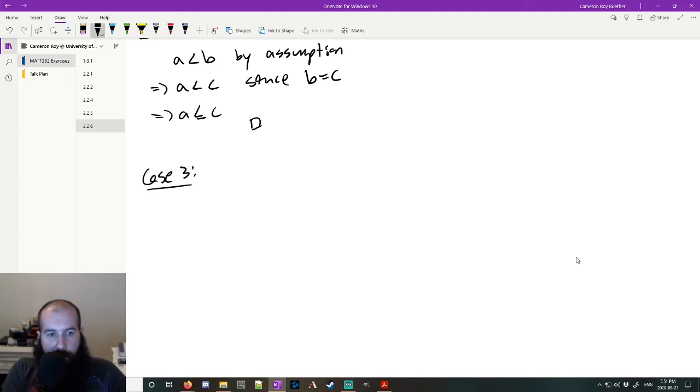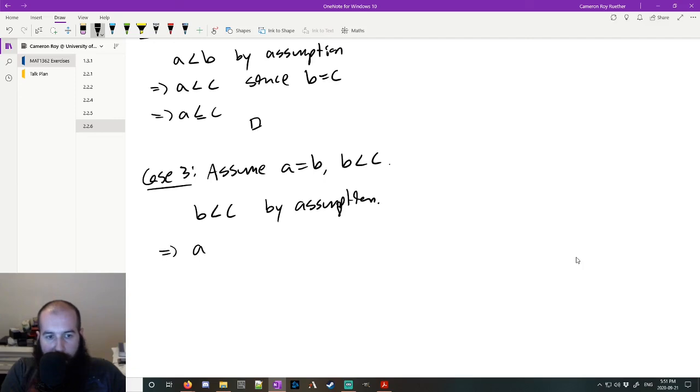For case 3, we assume A is equal to B and B is strictly less than C. So B is strictly less than C by assumption. This means that A is strictly less than C. Since A is equal to B, we can just replace it. And if something is strictly less, we have that it is less than or equal.